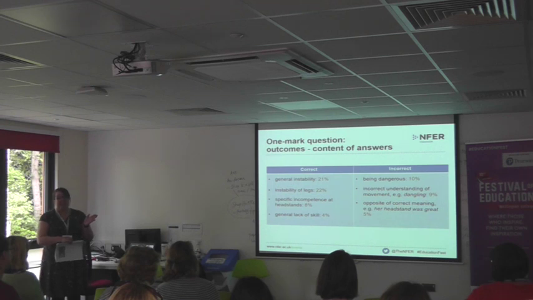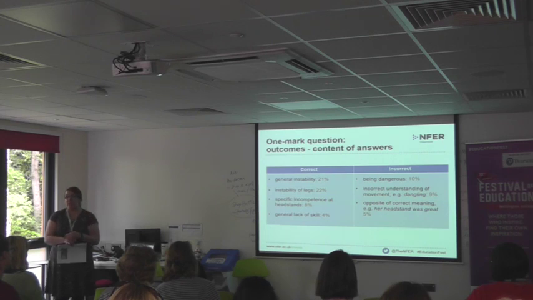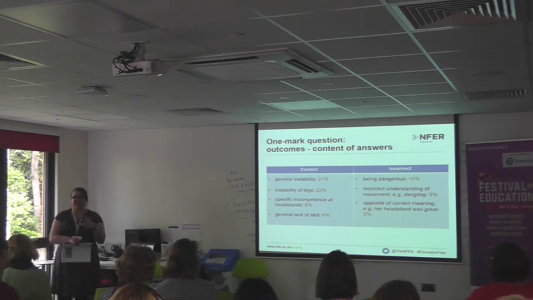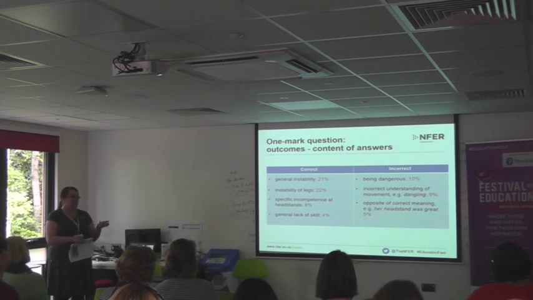Moving on to look at the incorrect answers, 10% of pupils repeated the word dangerous, which was actually given in the quotation in the question stem. And unless they developed this answer, just repeating from the question wasn't on its own enough to get credit for the answer. 9% of pupils understood that teetering indicated some kind of movement, but weren't able to correctly interpret that movement. For example, she was dangling.